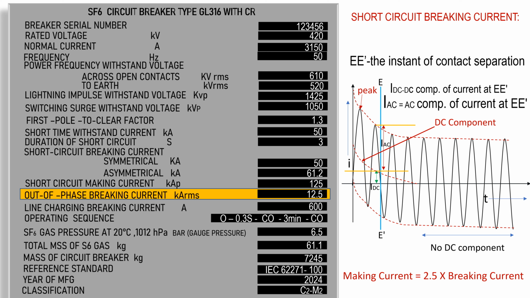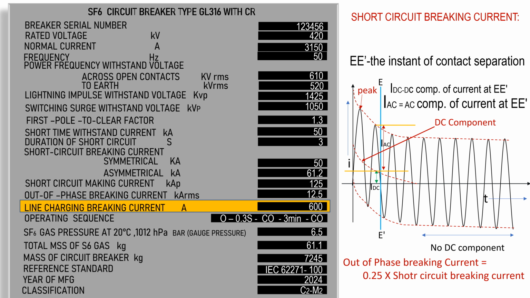The rated out of phase current is the current that the circuit breaker shall be capable of breaking under prescribed conditions of power frequency recovery voltage and transient recovery voltage. The rated out of phase breaking current is 0.25 times the rated short circuit breaking current. Out of phase breaking current is equal to 0.25 into rated short circuit breaking current.